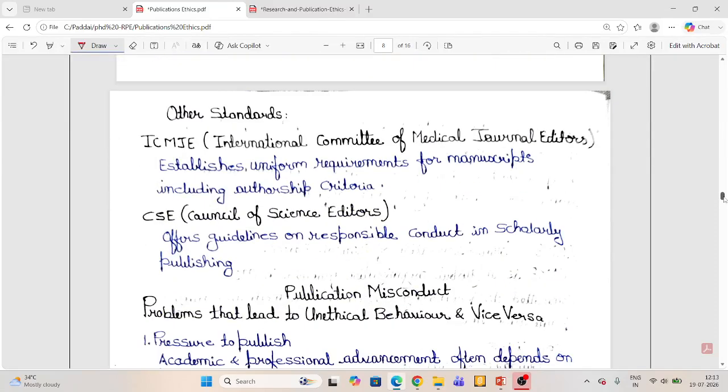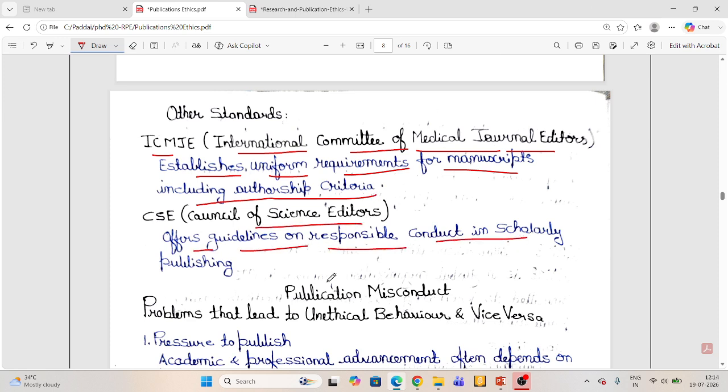Now, moving to some other, ICMJE, International Committee of Medical Journal Editors, establishes uniform requirements for manuscripts, including authorship and criteria. Council of Science Editors offers guidelines on responsible conduct in scholarly publishing. So these all are the ones who are actually giving their guidelines. You can follow either of them during your publication. Done? So that was the session for the day.